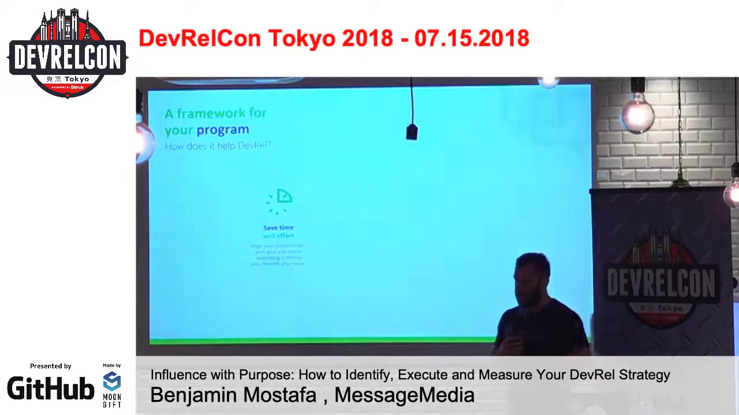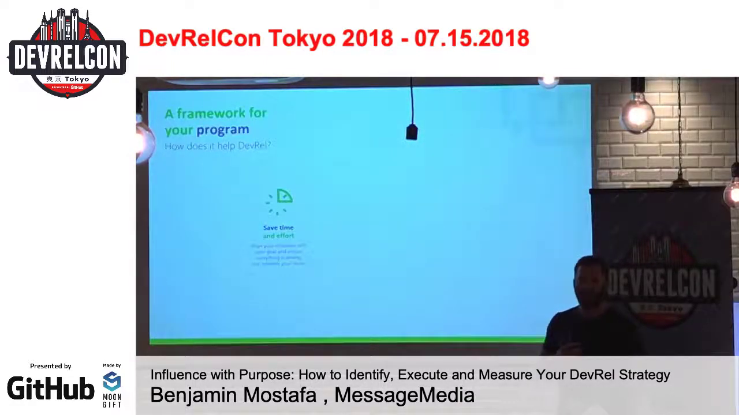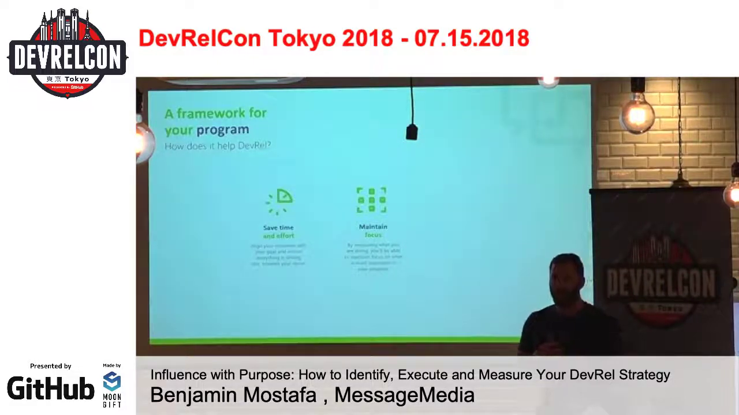The framework that I'm going to talk you through is a way to help you save time and effort. It tries to align the activities that you undertake with your overall goal of what you're trying to achieve. It helps you maintain focus. By being able to measure all those activities that you're undertaking, you can make sure that the effort you're putting into those specific activities is actually meeting what you're trying to achieve as well.